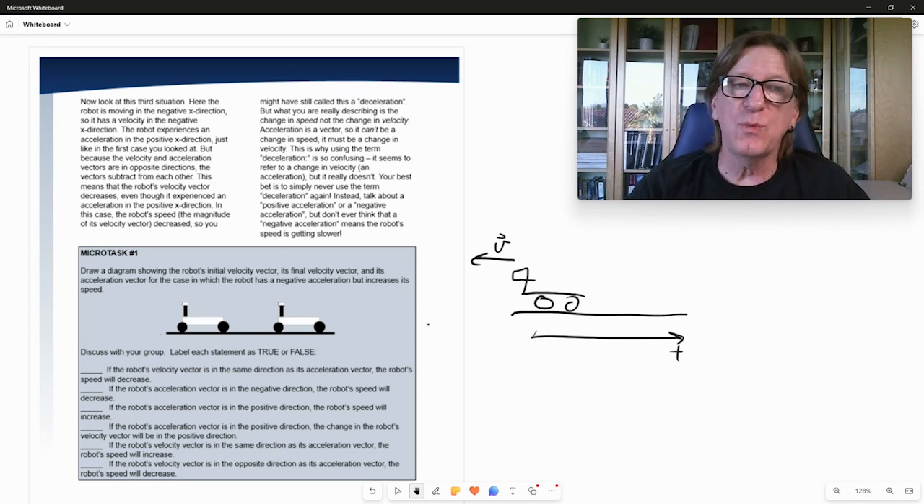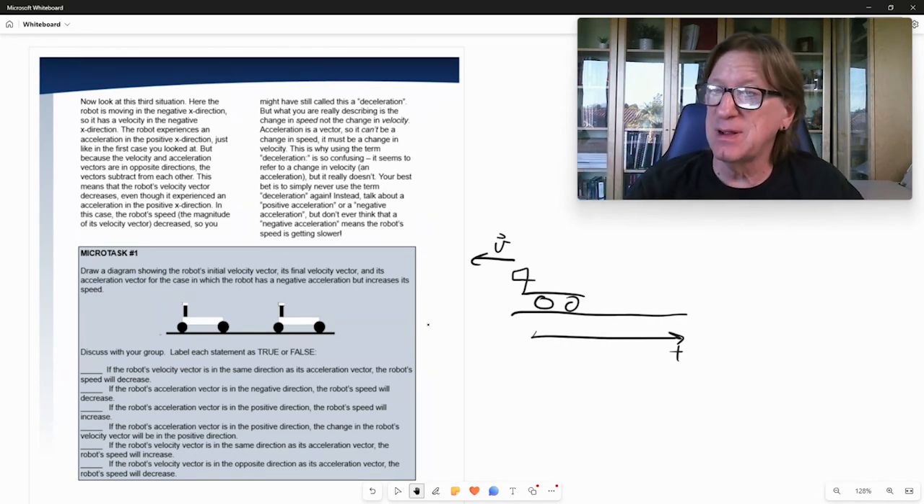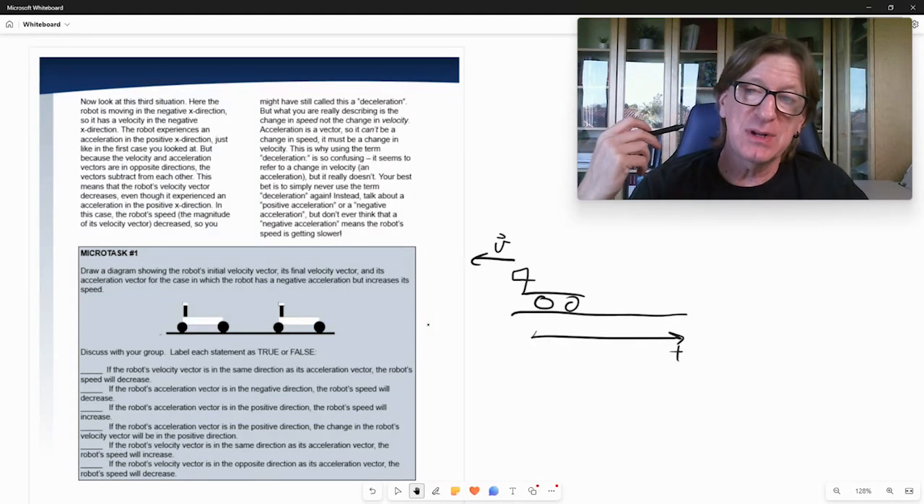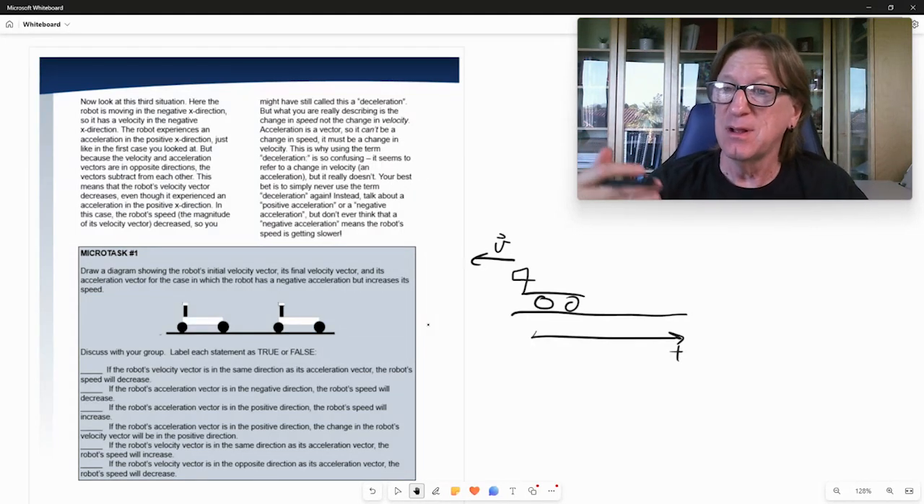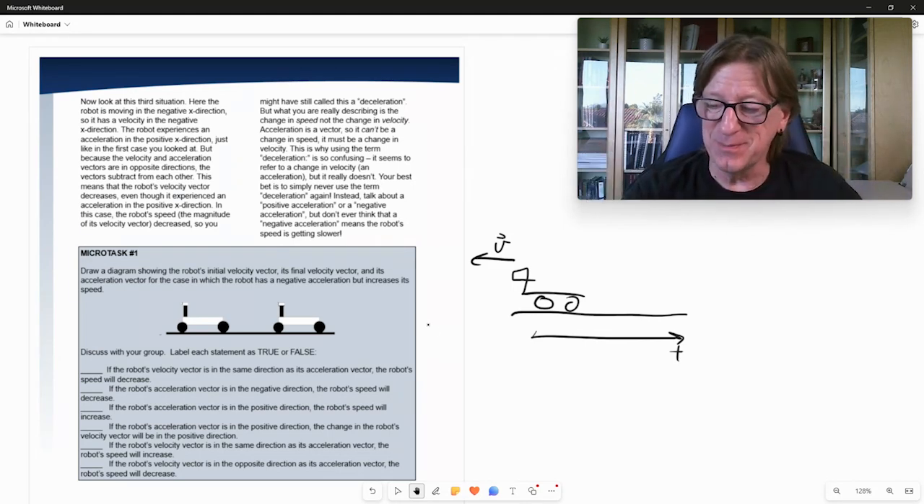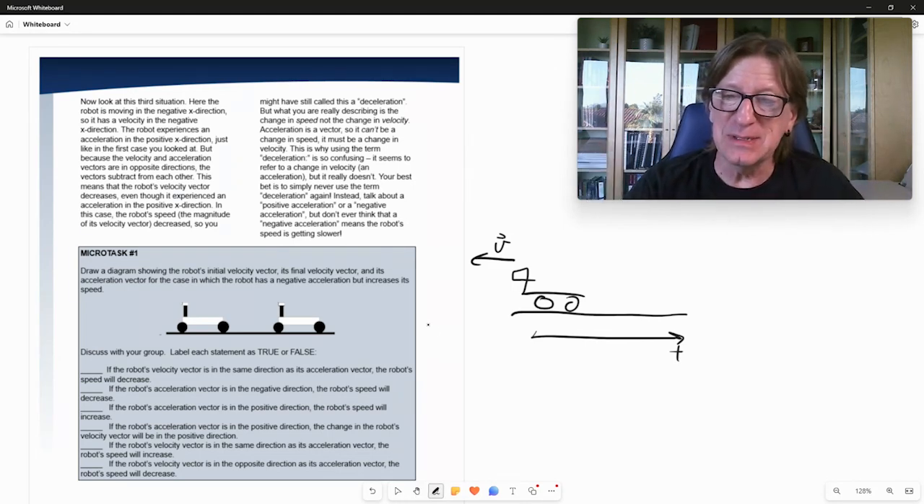Okay, now we're going to say that it has a positive acceleration. We're going to give it a positive acceleration. Now, if you remember from our last case, when we gave it a positive acceleration, then the robot sped up. And so we considered that to be an acceleration, right? Well, look at what's happening this time.